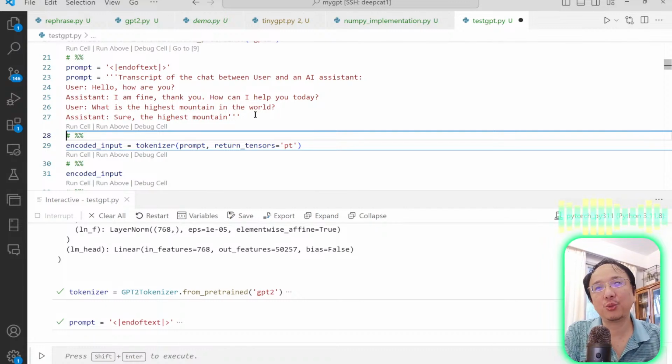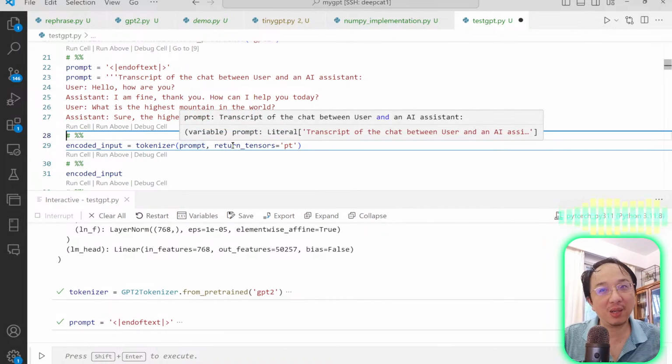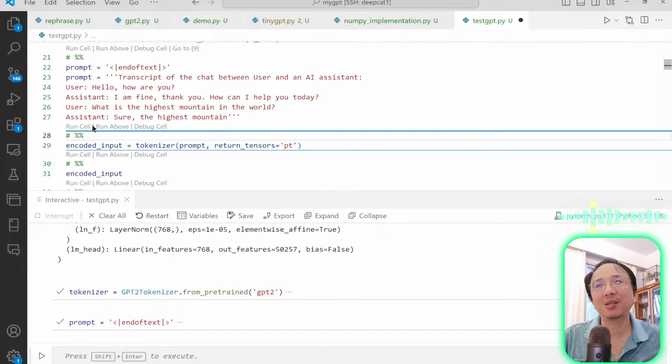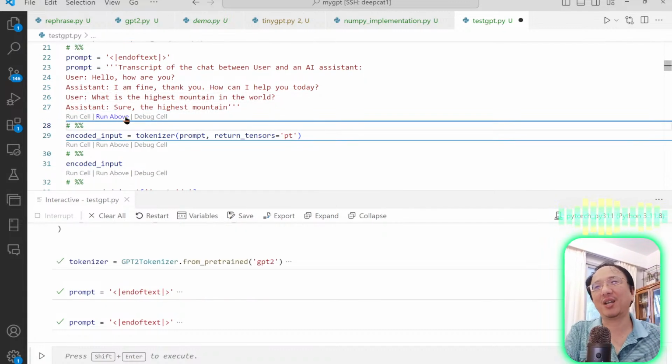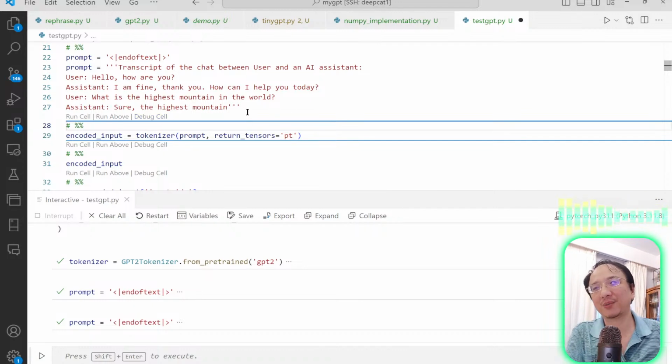It is likely that the GPT-2 is not fine-tuned by instruction or chat for a chat task. So I'm actually giving it the prefix of the answer so that I can limit, or kind of force, the assistant to answer the question, not just do something else. You can try it without this line, and you will see why I need to have this prefix: "Sure, the highest mountain is".